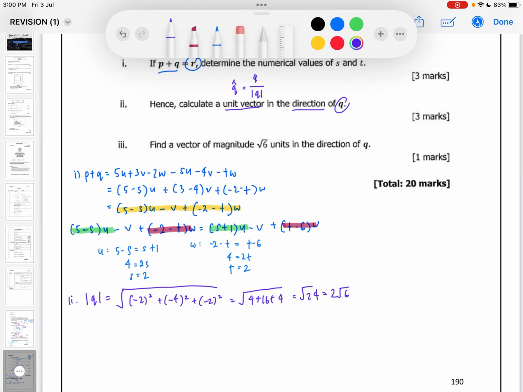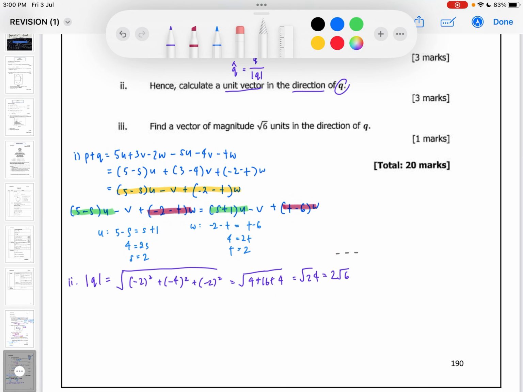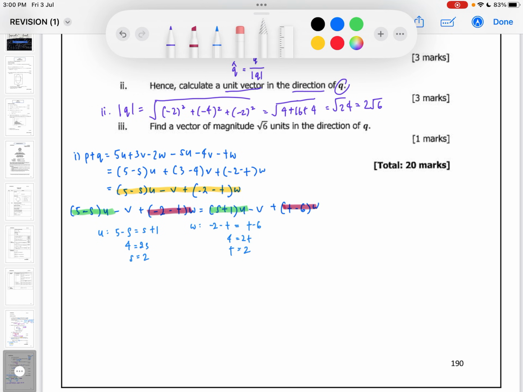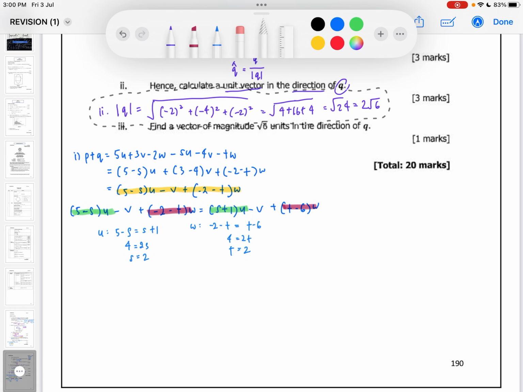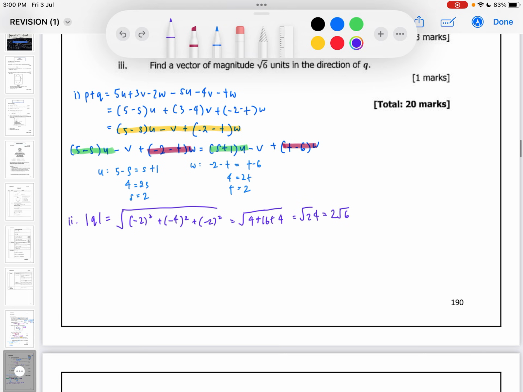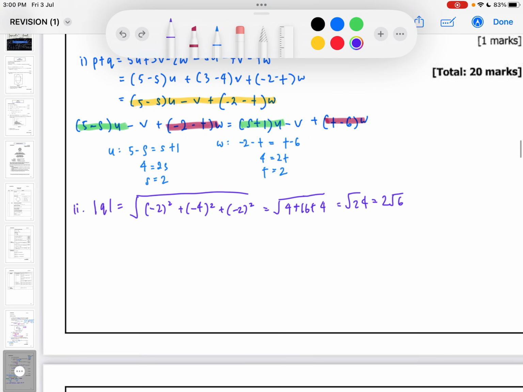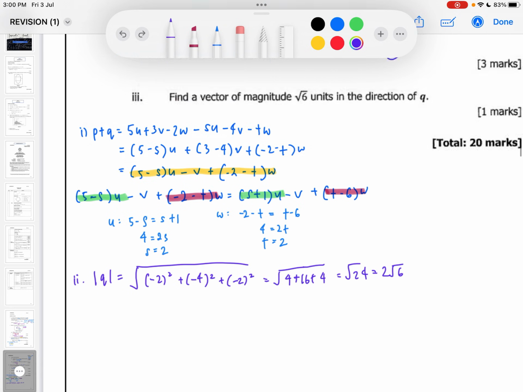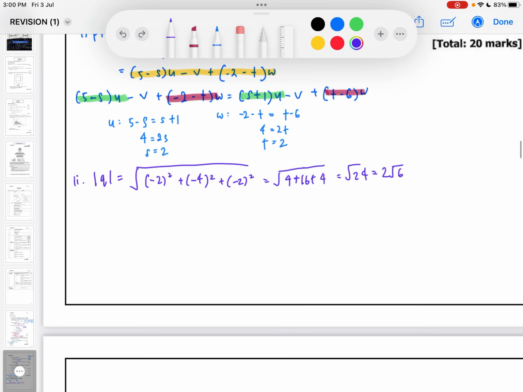Just write it properly. I'm writing it this way because I don't really have space for the next question, I think. Okay, let me just put this here. Oh wait, no. Okay, never mind. Okay, so that is the magnitude. So now let's find the unit vector.